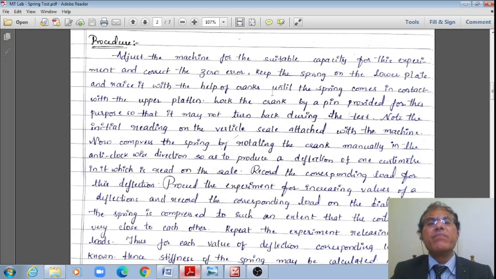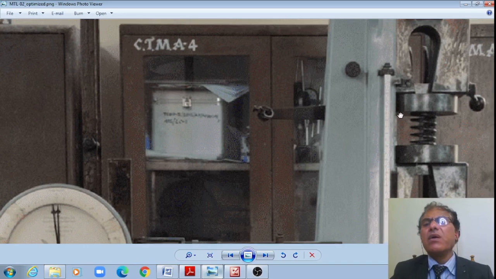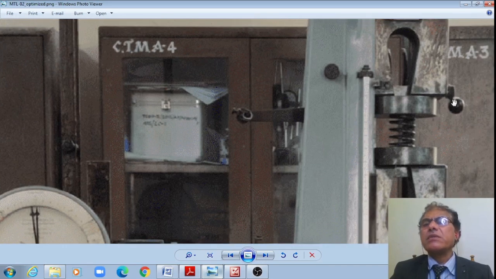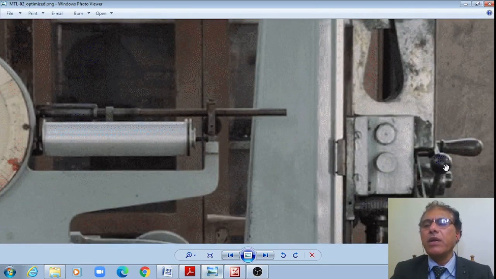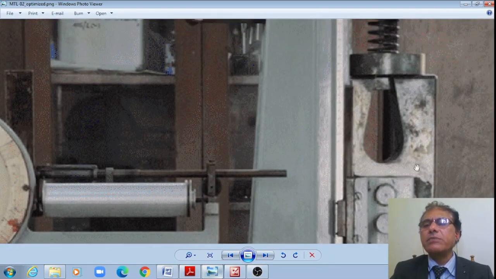Raise it until the spring comes in contact with the upper platen. Now lock the crank by a pin provided for the purpose, so that it may not turn back during the test. Note the initial reading on the vertical scale attached with the machine. I'll show that. Once I lock this, I am locking so that it will not come down. It is already locked, student. Now you can see the lock is provided.